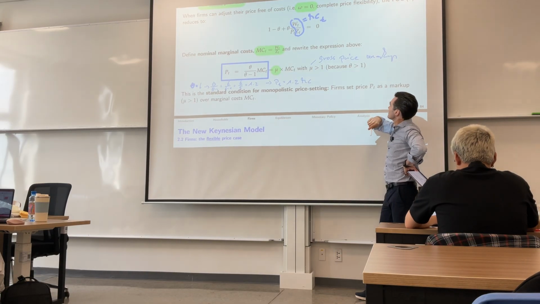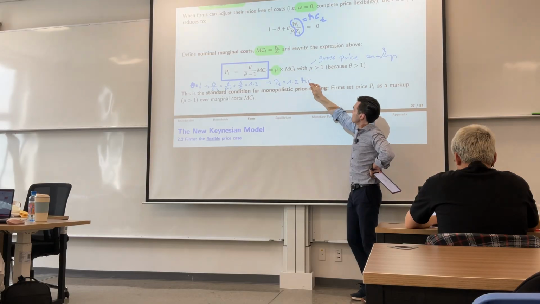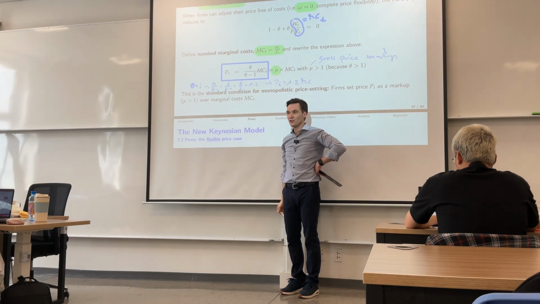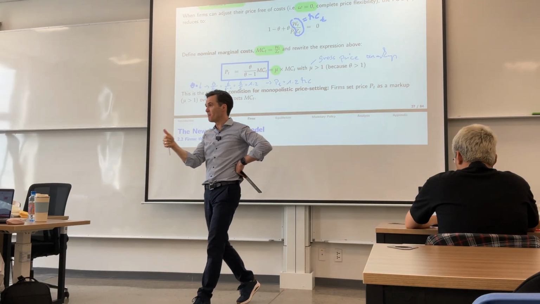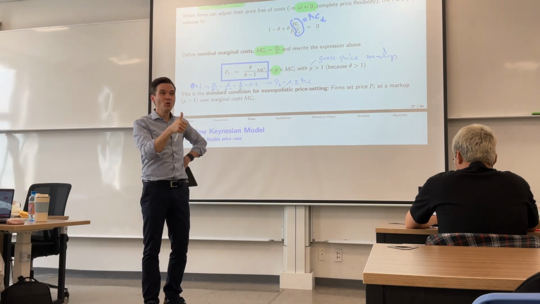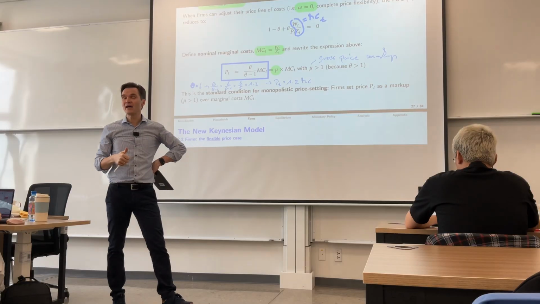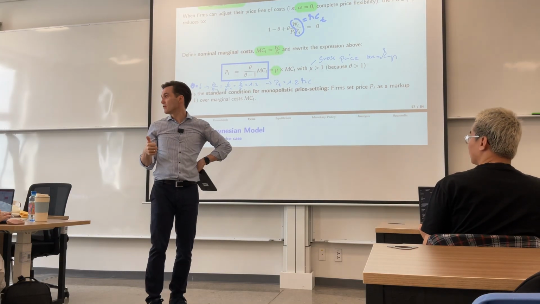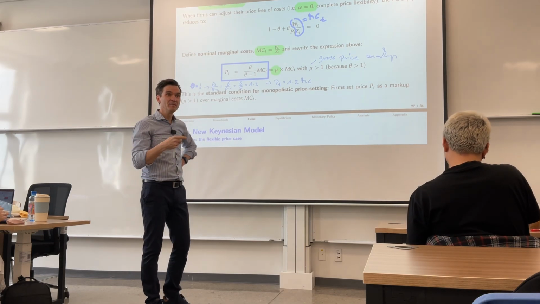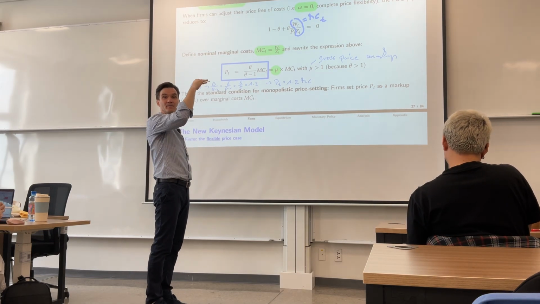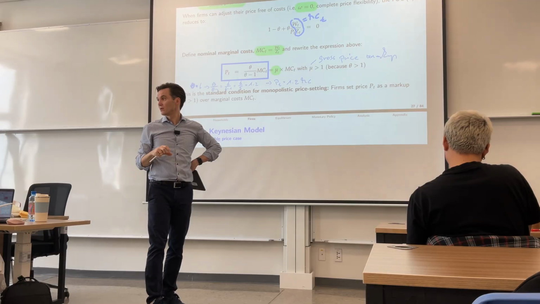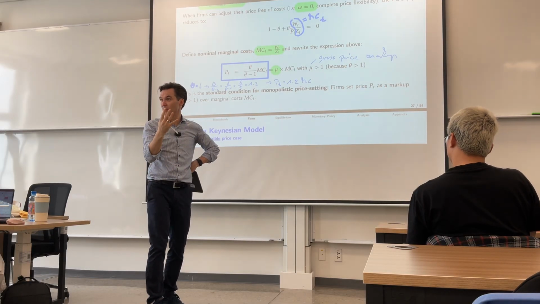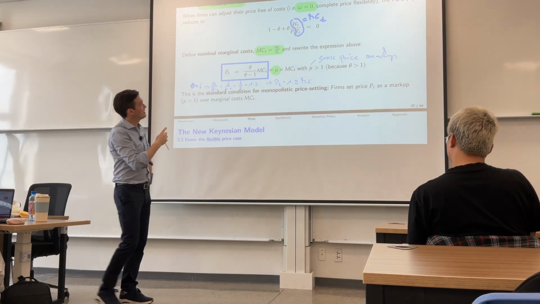So what this means is that the markup in this model is a function of theta too. So theta does many things. Theta is the elasticity of demand, right? But theta also affects the markup that firms have, or, put differently, the degree of monopoly power that a firm has. In general, the higher theta, the lower the markup. And vice versa, the lower theta, the higher the markup, right? So that's the key idea.